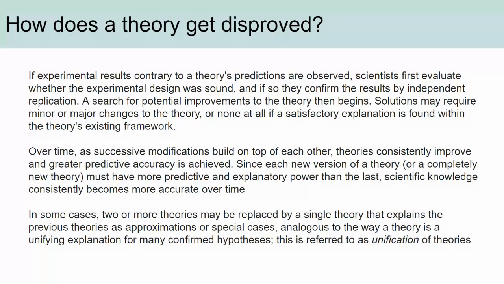So how does a theory get disproved? Well, first it would have to account for some experimental results being in contrast to what a theory's predictions were. And firstly, we'd have to investigate whether the design itself of the experiment was appropriate. So whether it was a valid investigation, whether it used accurate equipment, whether in fact the results were reliable.